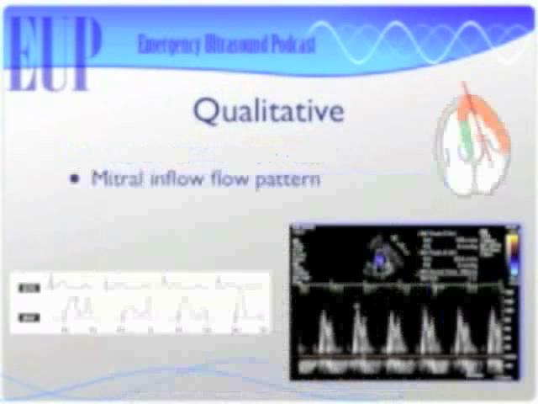Here's an example of the E and the A wave. We can see that it initially starts off as normal. Over on the left-hand side of the screen, you can see that the mitral valve flow is just below the EKG rhythm strips.